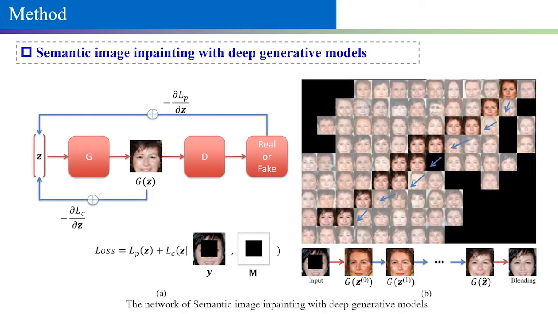The proposed framework for semantic image inpainting with deep generative models. Figure A: given a GAN model trained on real images, we iteratively update Z to find the closest mapping on the latent image manifold based on the designed loss function. Figure B is manifold traversing when iteratively updating Z using back propagation.